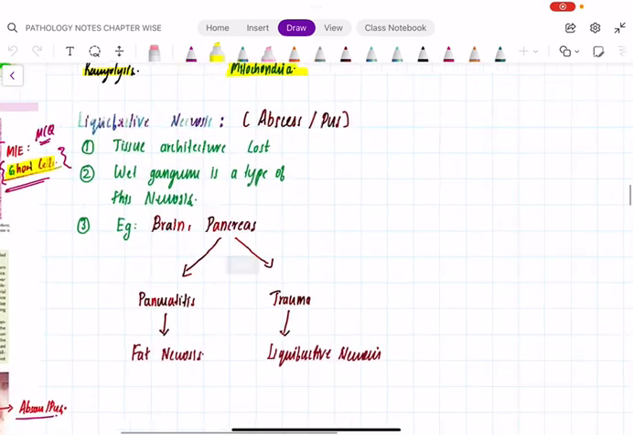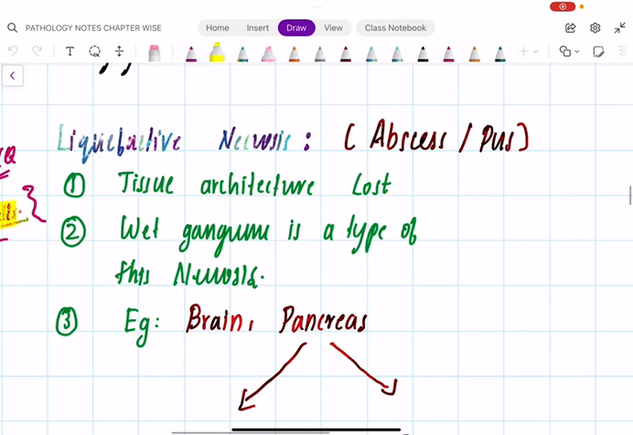Once again, liquefactive necrosis means abscess or pus, and tissue architecture is lost. In coagulative necrosis, the tissue architecture is preserved. Wet gangrene is a type of liquefactive necrosis. Dry gangrene is a type of coagulative necrosis. So arterial occlusion. Why do I say arterial occlusion? I told you, in the heart, coagulative necrosis happens. Myocardial infarction is a type of coagulative necrosis. What is the problem? The artery is blocked there, the coronary artery. You have learned this in anatomy.